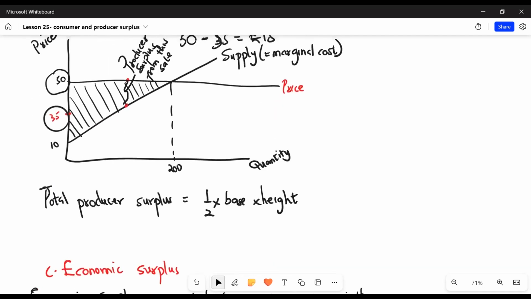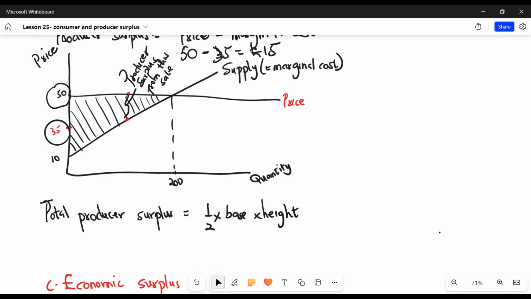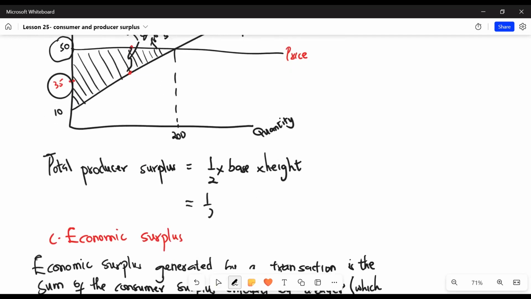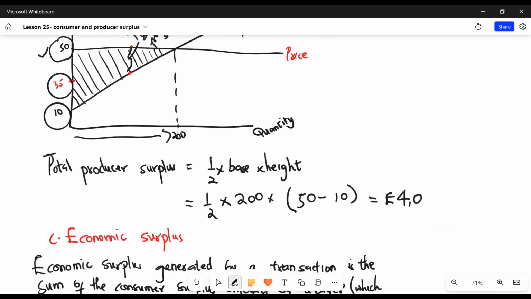So this can also be found by calculating the area of that triangle using the formula half base times height. So in this case, half times the base of this triangle, which is again 200, and the height of this triangle, which can be obtained by subtracting 10 from 50. So 50 minus 10, and the answer is 4,000 pounds. So the total producer surplus in this market is 4,000 pounds.